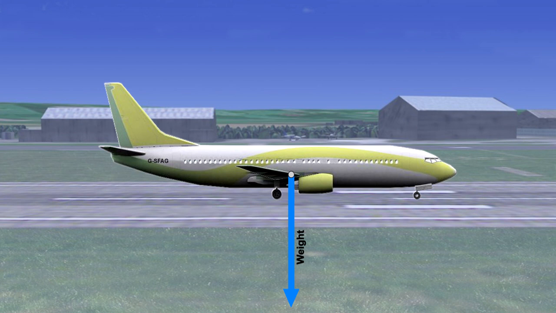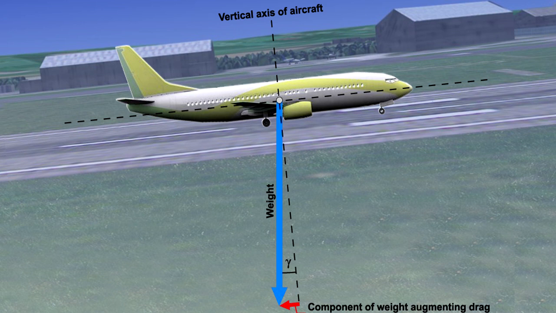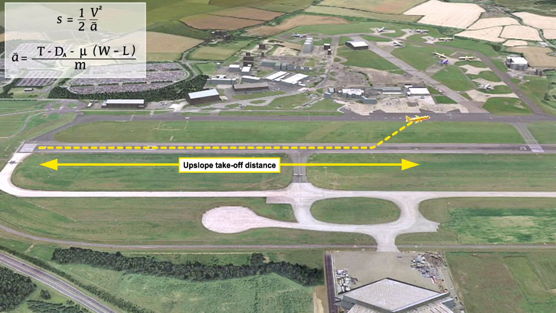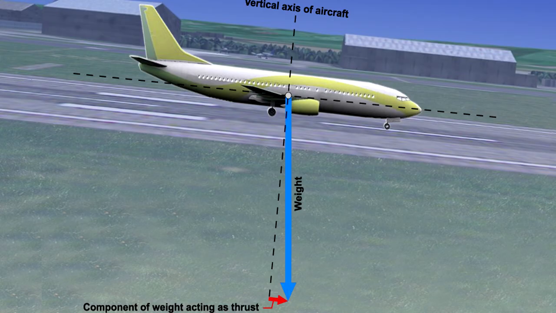Notice here that a stationary aircraft on a level runway has its weight acting straight downwards towards the center of the earth. However, when the aircraft is on an upslope, although the weight still acts towards the center of the earth, there is a component of weight, shown here, which acts in the direction of drag, that is, backwards along the longitudinal axis. This will reduce the acceleration of the aeroplane and therefore increase the takeoff distance.